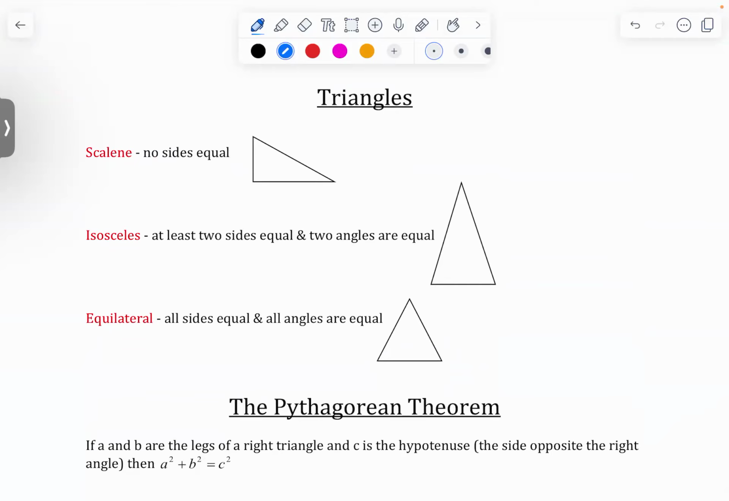Let's look more in depth at what we just looked at there, the triangle. So triangle, three-sided figure, specifically a three-sided polygon. There are three types. Scalene, where no sides are equivalent, all sides are different. Isosceles has two sides that are equivalent, and similarly, the angles corresponding to those are the same as well. And lastly, equilateral, where all sides are the same and all angles are the same.